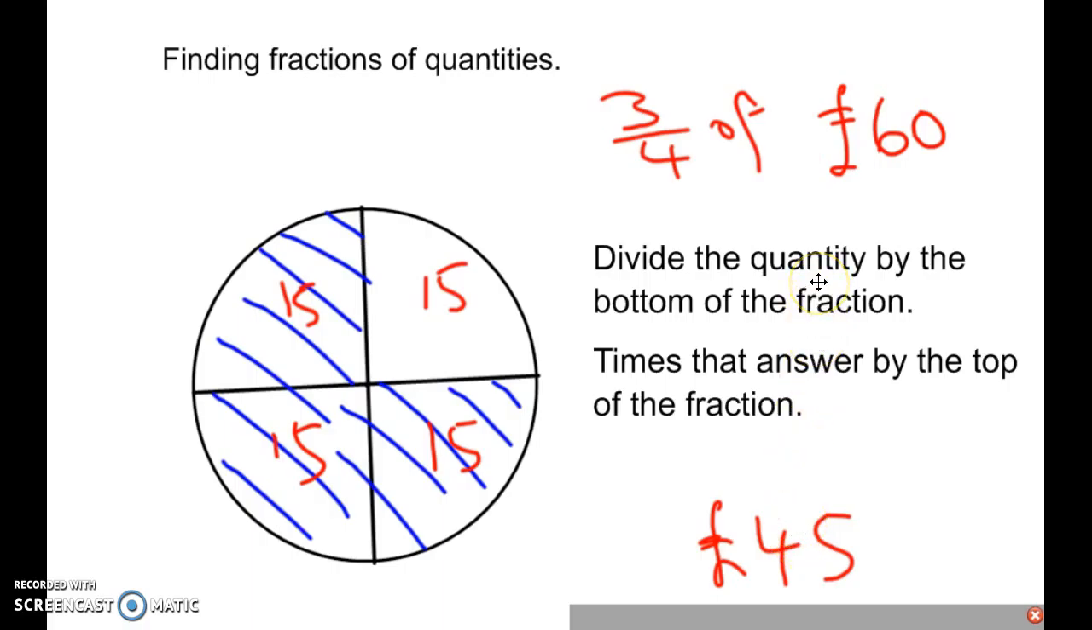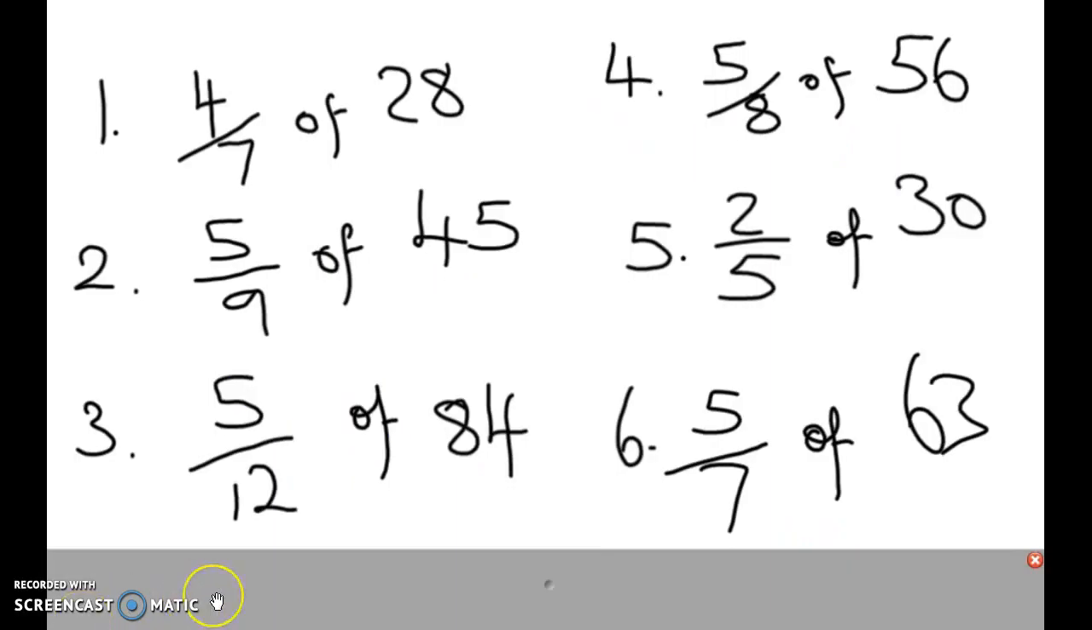So divide by the bottom, times by the top. So use that method to tackle these 7 practice questions. If you can get all these right, that would suggest that you've got this topic nailed. So your teacher can pause the video now. You can do these and check your answers.